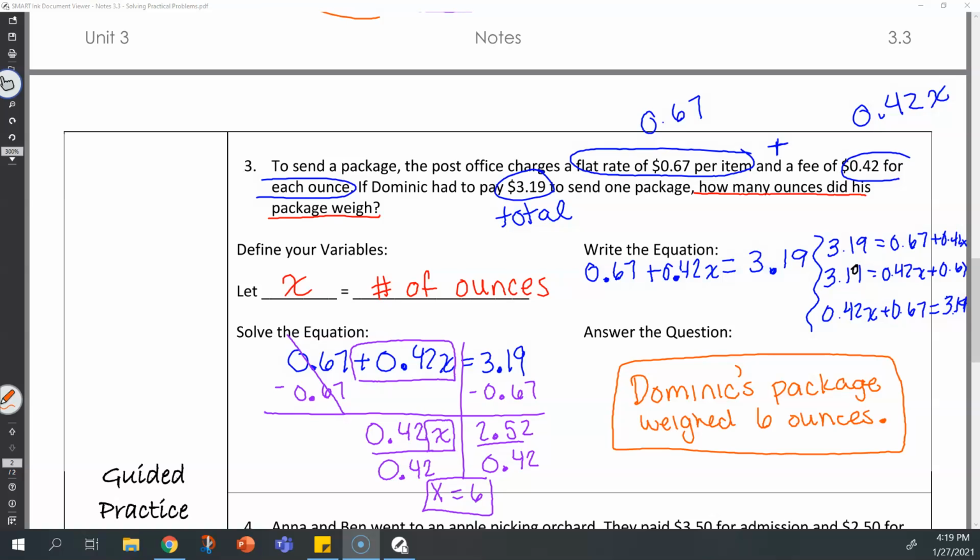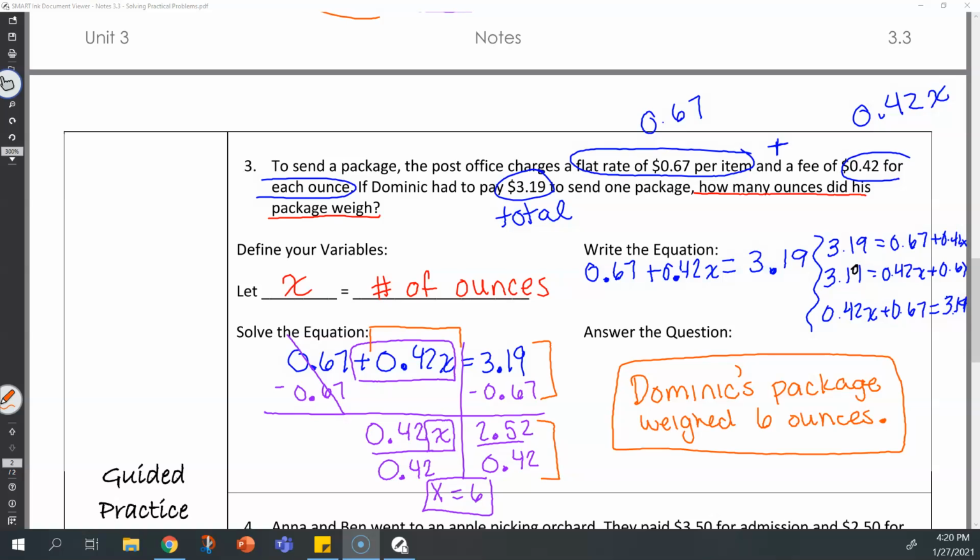All right, to solve my equation, I first want to get my variable term alone. So I need 0.42x to be by itself. So I've got to get rid of this 0.67 by subtracting. Then I need to get the x by itself by dividing by 0.42. Again, just because these are decimals does not mean that I treat this any differently. Put this in Desmos and find your answer, then put this in Desmos and find your answer.